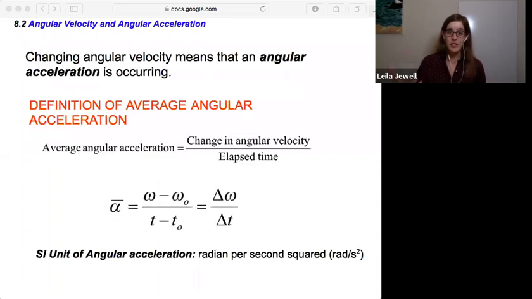Well, there will be cases where we have a changing angular velocity. If we have a changing angular velocity, we must have an angular acceleration present. So the definition of average angular acceleration is the change in angular velocity over time. Same as our typical acceleration, right? Change in velocity divided by time. For angular acceleration, we have a slightly different variable. We use alpha, a lowercase alpha, which is the Greek letter for a. So that part makes sense.